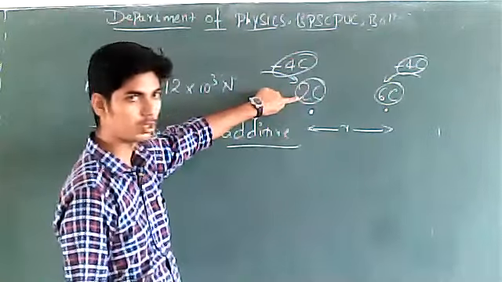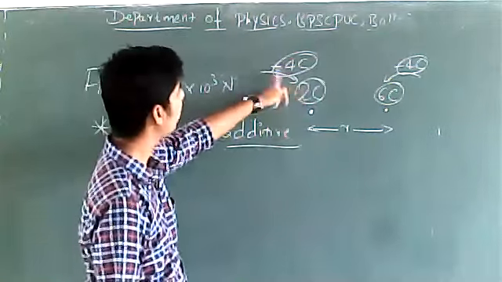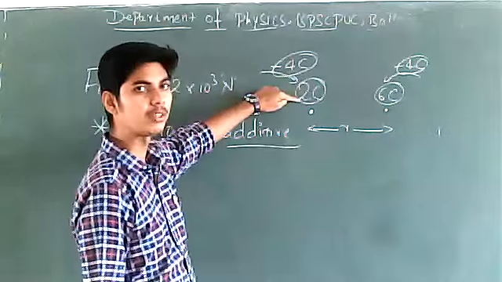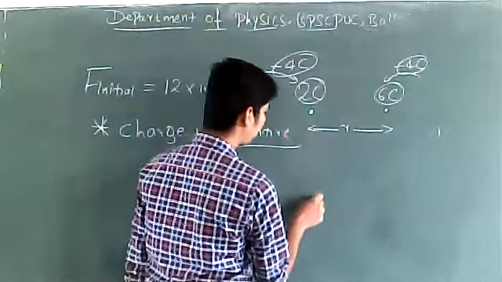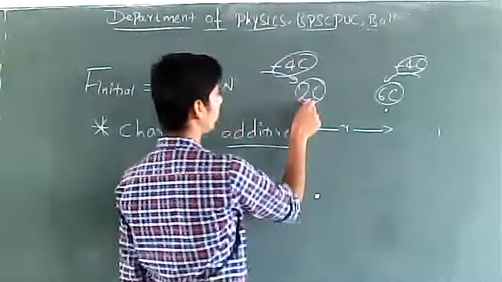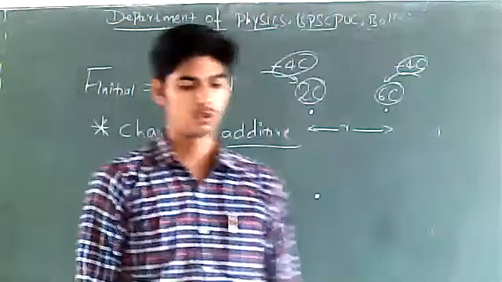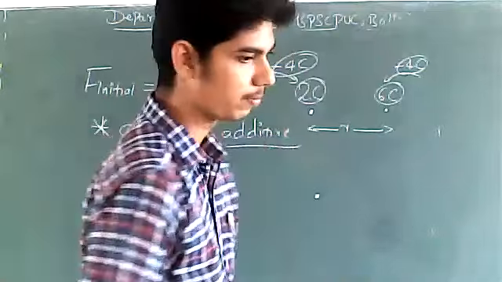Its initial charge was 2 coulomb and they are now adding minus 4 coulomb to it. So what happens to the net charge now, or what will be the new charge on the particle? After adding minus 4 coulomb to it, what will be the new charge on it?